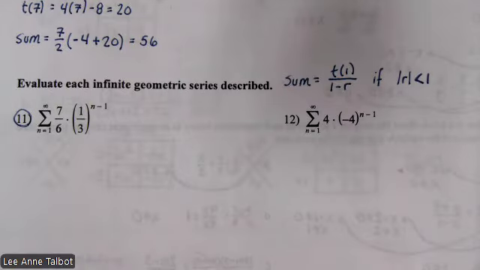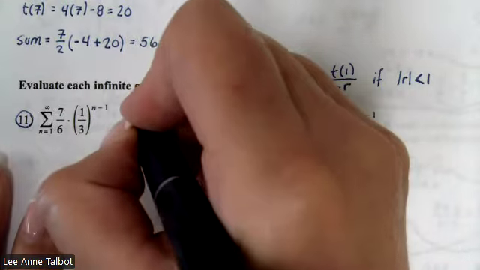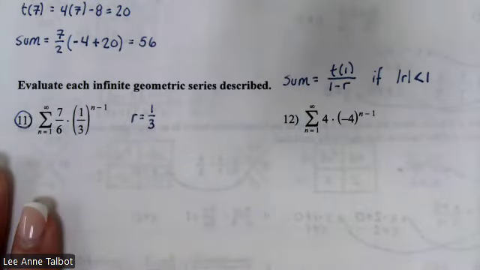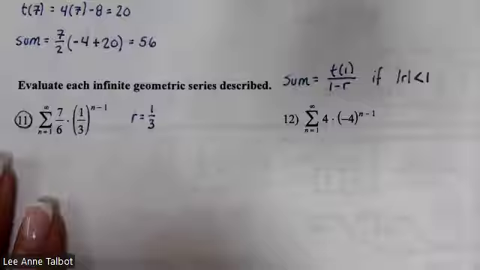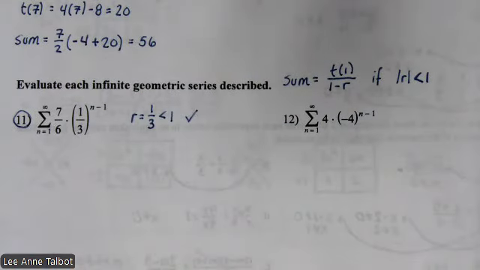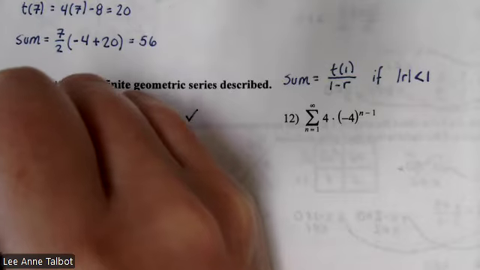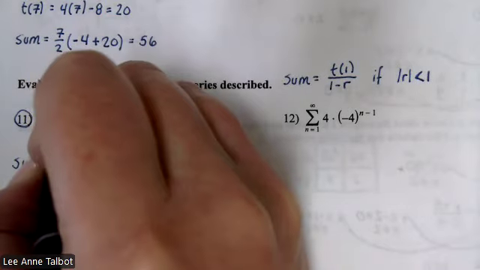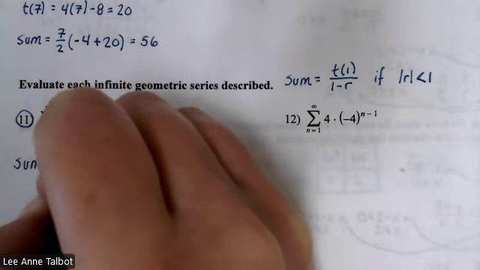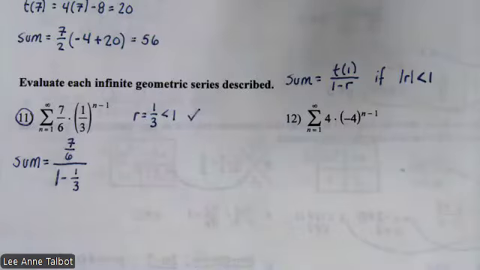What's r in number 11? 1/3. R is 1/3, which is less than 1. So that means we can do the problem. Great. Sum equals first term over 1 minus r.